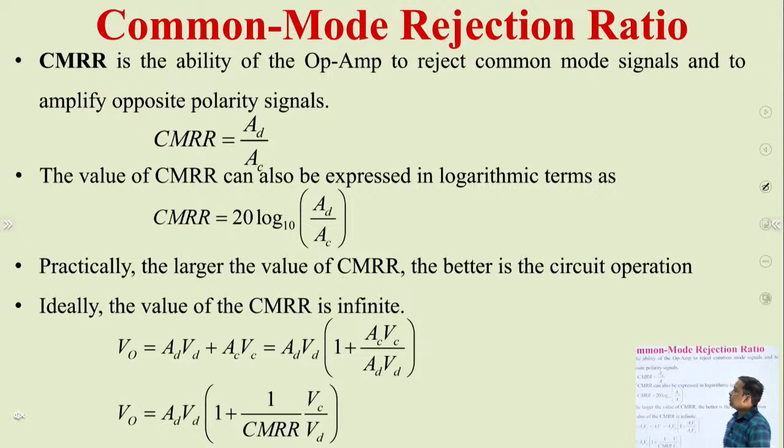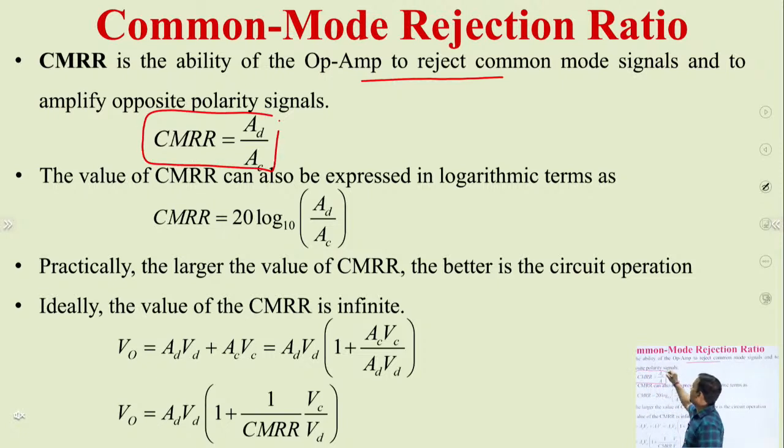Now we are into the common mode rejection ratio. As I was telling you, it is the ability of the op-amp to reject the common mode signals and to amplify the opposite polarity signals. So mathematically it is a ratio, the common mode rejection ratio. It is a ratio of Ad by Ac, the ratio of differential mode gain to the common mode gain. And the value of the CMRR can also be expressed logarithmically as 20 log of Ad by Ac, so you are getting a result here in decibels, dB.